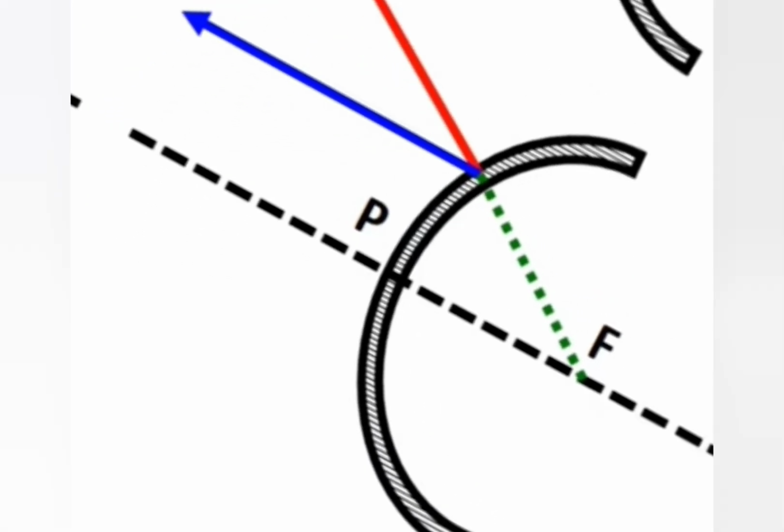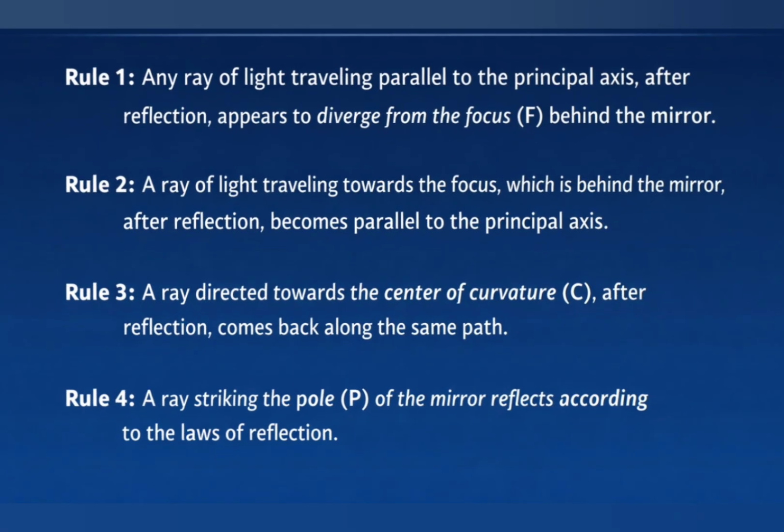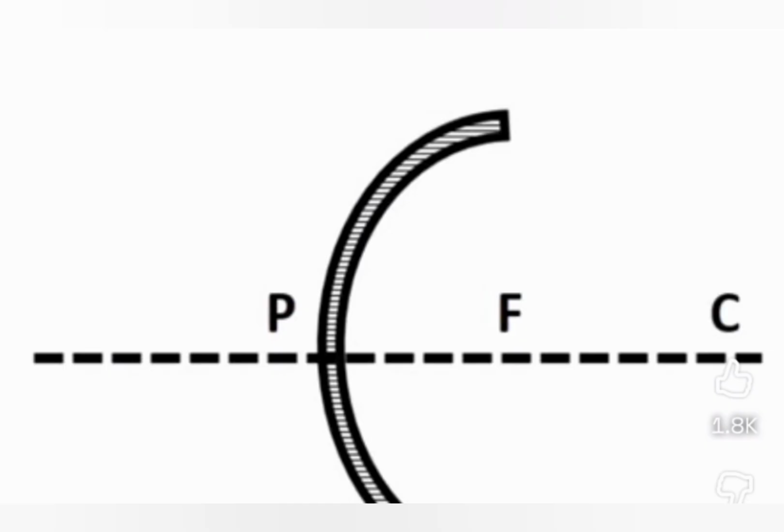Next, third rule, a ray directed towards the center of curvature. After reflection, it comes back along the same path without any deviation because it strikes the mirror normally, means perpendicularly. So this rule is similar to third rule of concave mirror.